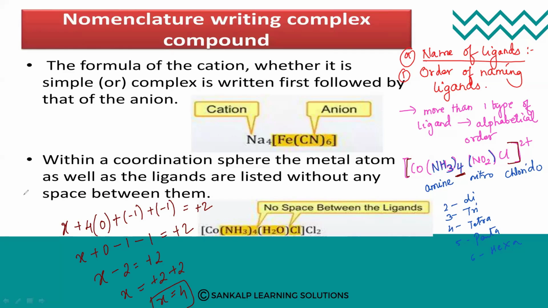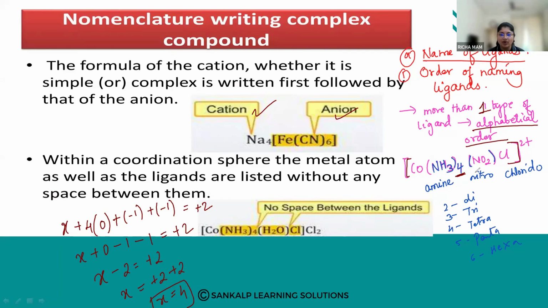For this, you have to remember the order. First cation followed by anion. Second, you have to name the ligand. When you have more than one type of ligand, you have to use alphabetical order. Depending upon how many ligands, you have to name it as di, tri, tetra, penta, hexa, hepta. So this is the second point. Next we will see.